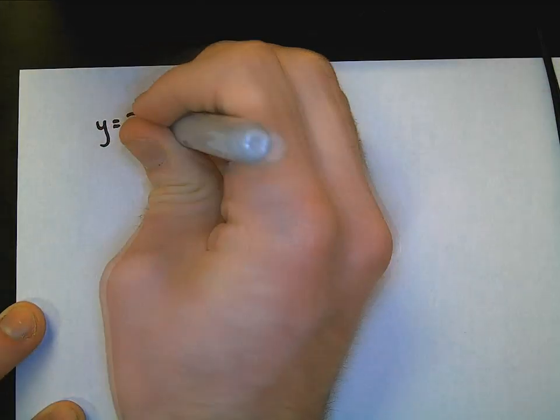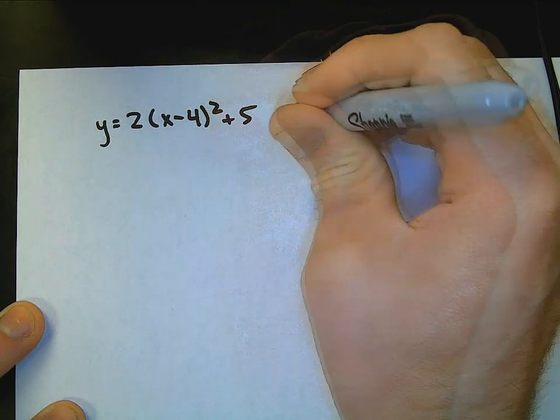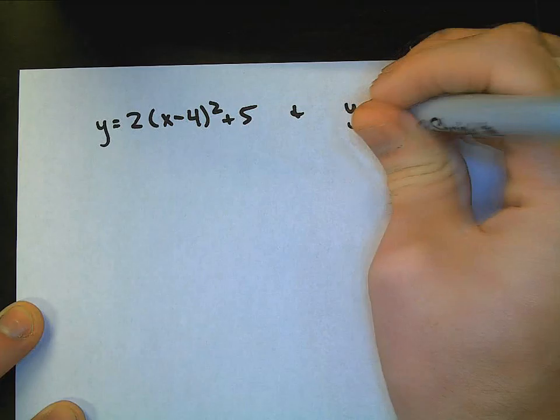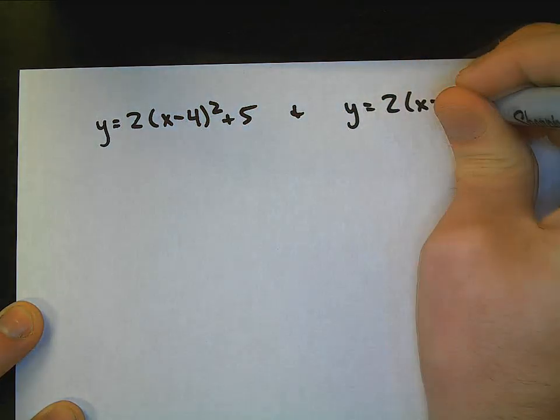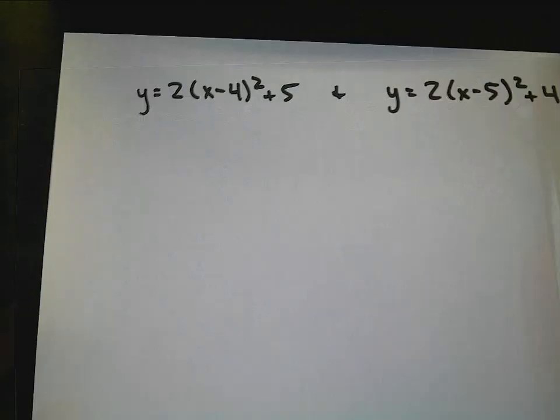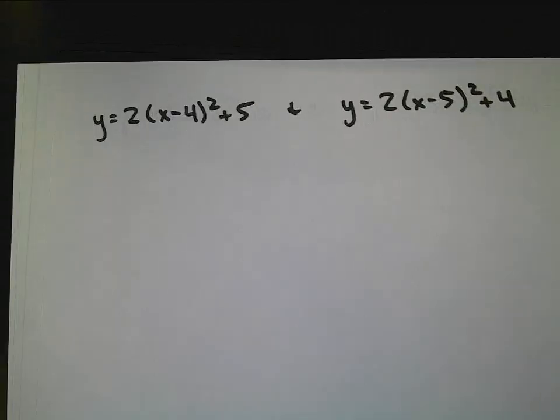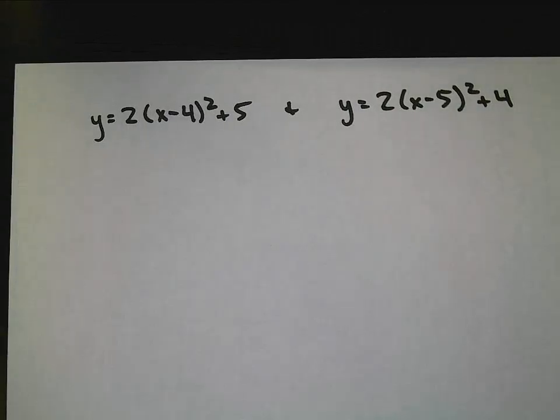Next, let's look at these two equations. First one, let's say y equals 2(x minus 4) squared plus 5. And let's look at y equals 2(x minus 5) squared plus 4. How are these two graphs the same, and how are they different?